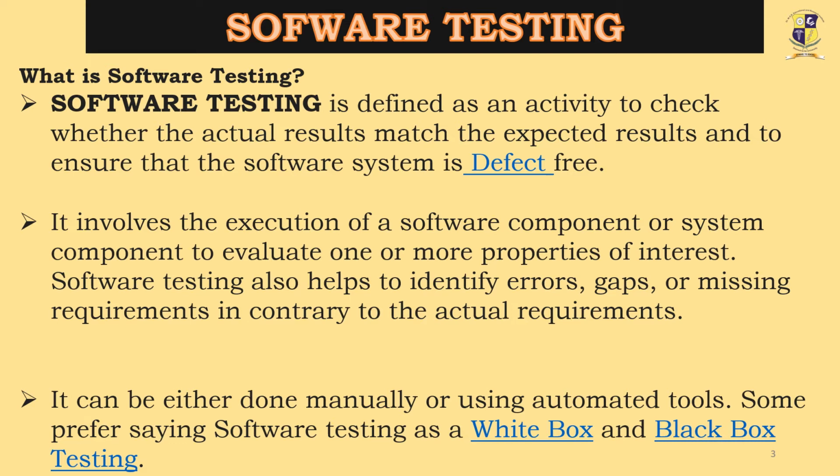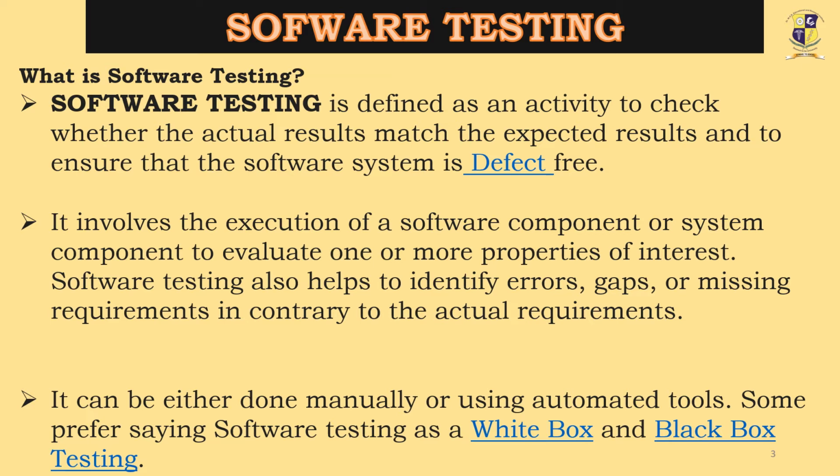So what is actually software testing? Software testing is an activity that checks whether the actual result matches the expected result, and ensures that the software system is defect free. Take for example, you are developing a calculator where you are going to do an addition operation. You give two input values, 3 and 2, and once you press the addition, the expected result should be 5. Correct? 3 plus 2 is 5. That should be the expected result.